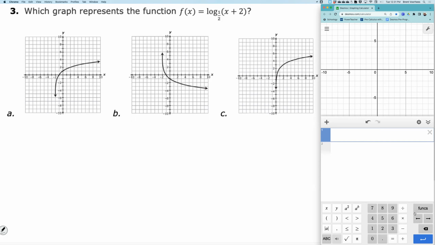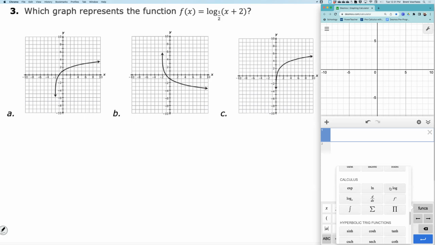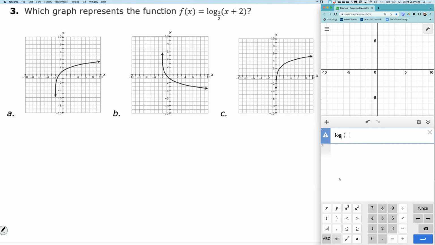That's not the right log. I need a log with the base. Let me go back there again. Calculus, log with the base. It'll say log A. Click that one. Now this says, if you want to type in the f of x at the front, we can. F of x equals, there we go.